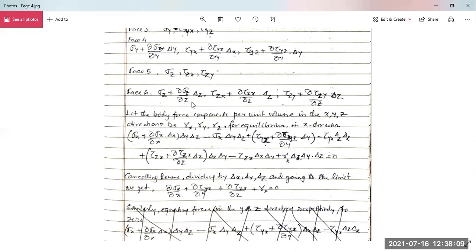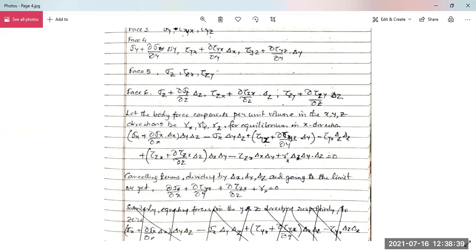Phase 6, the face opposite to the rear face, that is the front face: sigma z plus delta sigma z divided by delta z, into delta x delta y, plus tau zx plus delta tau zx by dz into delta z, plus delta tau zy by delta x into delta z itself.